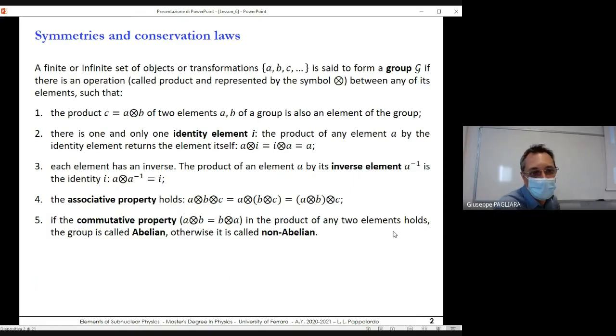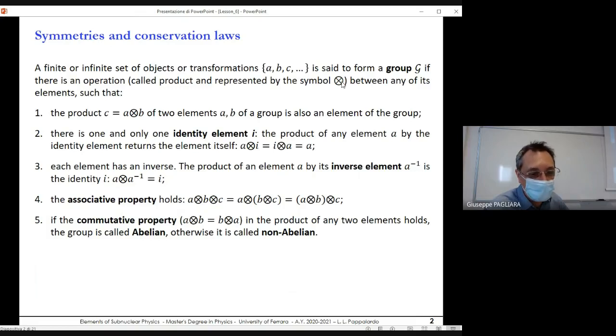So in general, a finite or infinite set of objects or transformations, A, B, C, D, whatever, is said to form a group G if there is an operation that we call product, and we represent with this symbol here, between any of its elements, such that the product C = A times B of two elements A and B of a group is also an element of the group. There is one and only one identity element I, such that the product of any element A by the identity element I returns the element itself. Each element has an inverse, and the product of an element by its inverse element returns the identity element.